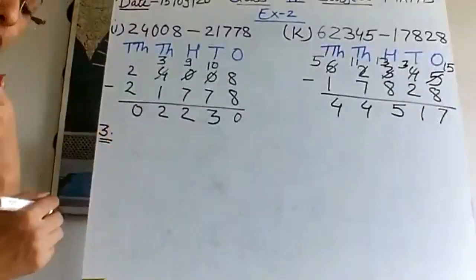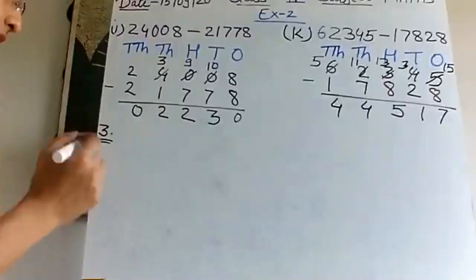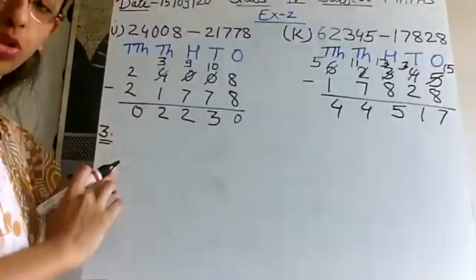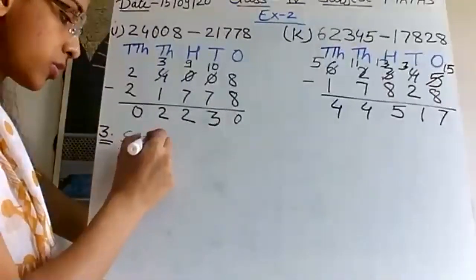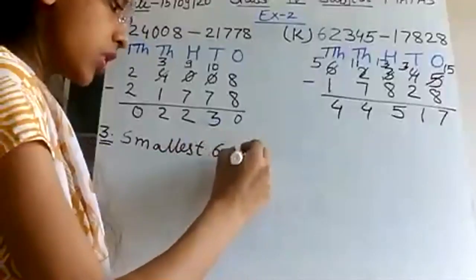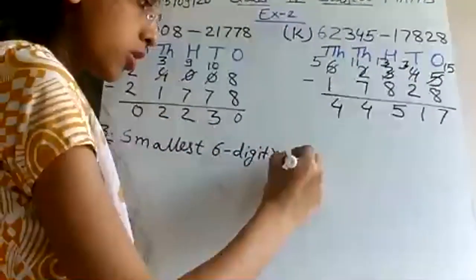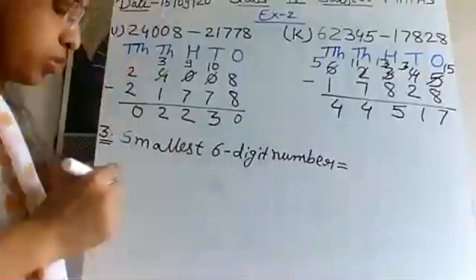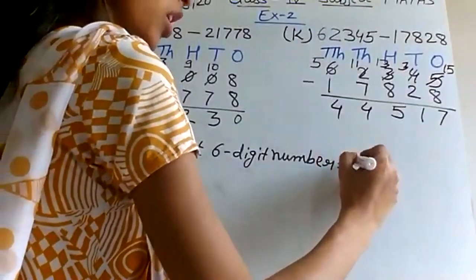So, solution number 3, I am not writing the question. Write down the answer directly. You have to write the question. I am writing the solution part. Okay. So, smallest 6-digit number is equal to, what is smallest 6-digit number? 1 lakh. Okay.